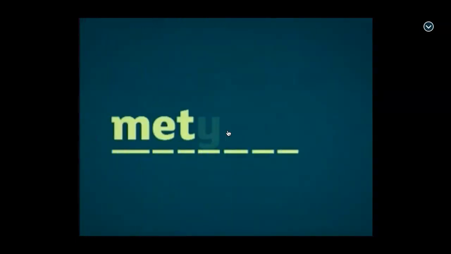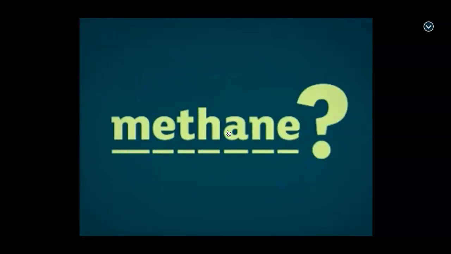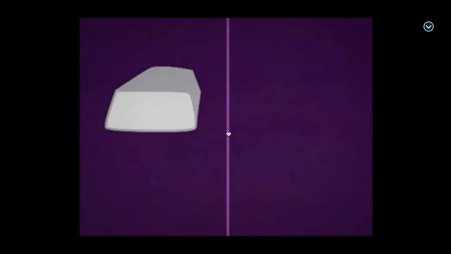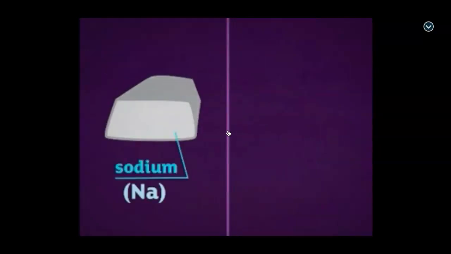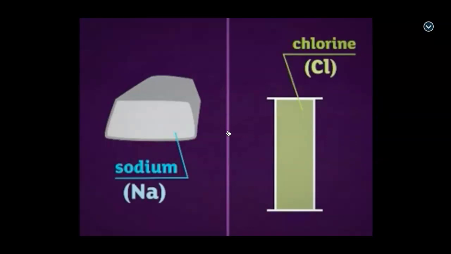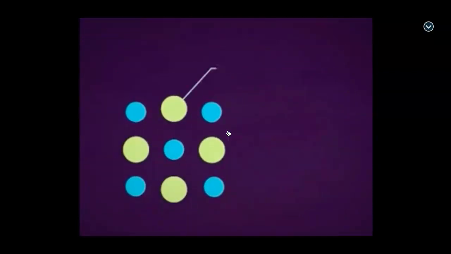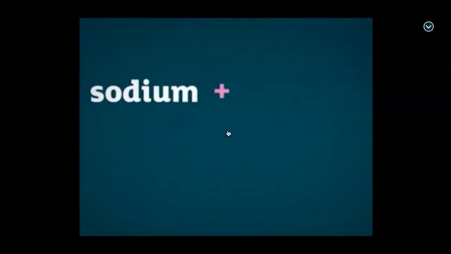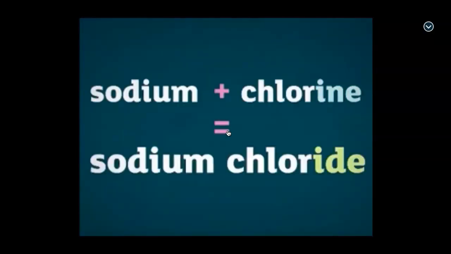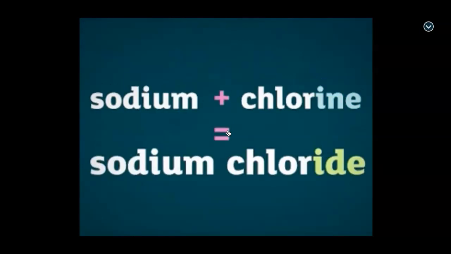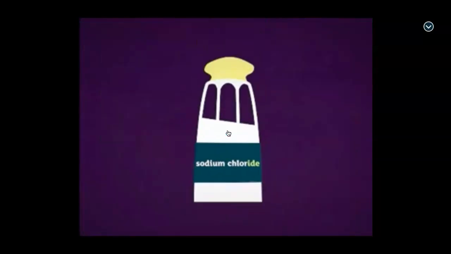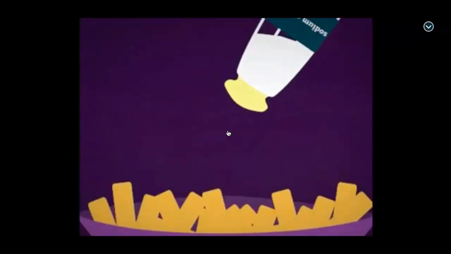The name methane doesn't give us any clues about the elements the compound contains, but most compound names do. Sodium is a soft, shiny metal. Chlorine is a green, poisonous gas. Sodium and chlorine are both elements, so they each contain only one type of atom. Sodium and chlorine react together to produce a new substance called sodium chloride. The name of the non-metal, chlorine, changes to chloride when it forms a compound. Sodium chloride is the chemical name for the salt we put on food. This has very different properties to sodium metal and poisonous chlorine gas.